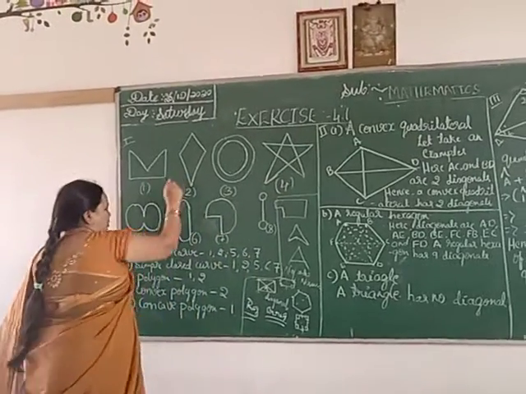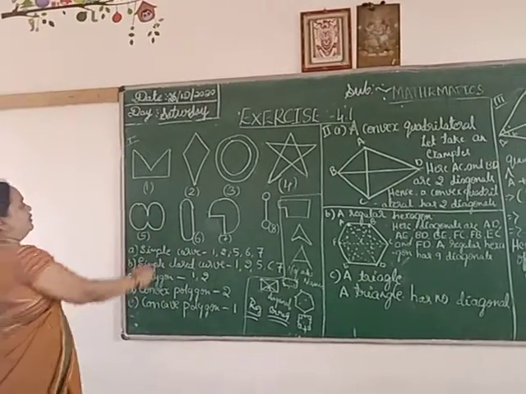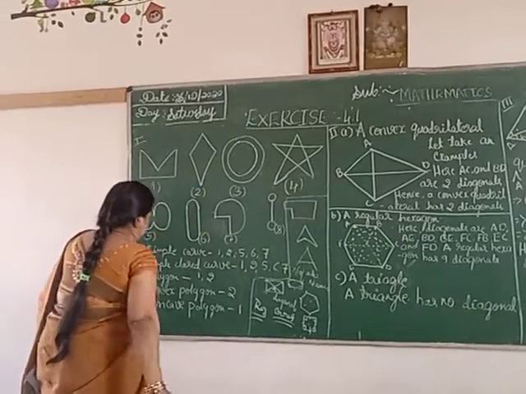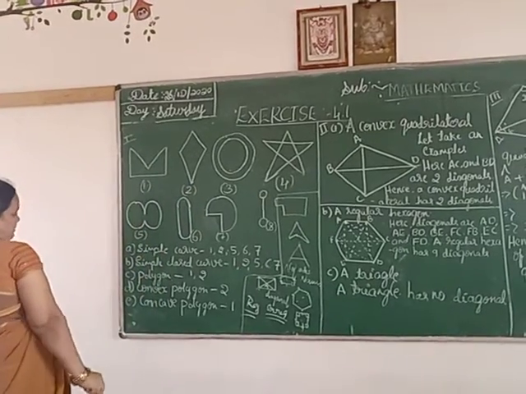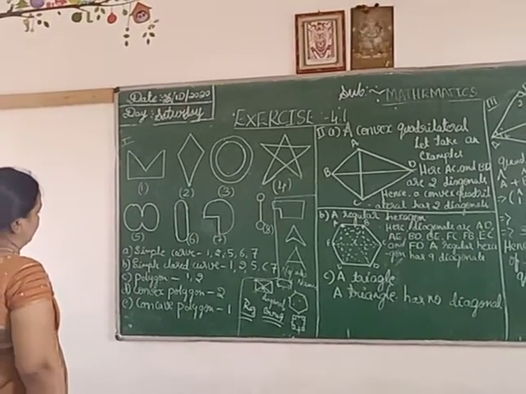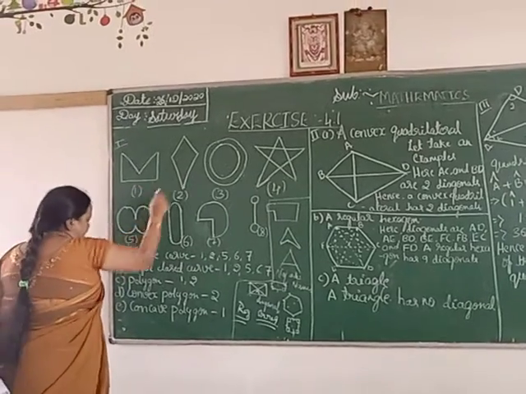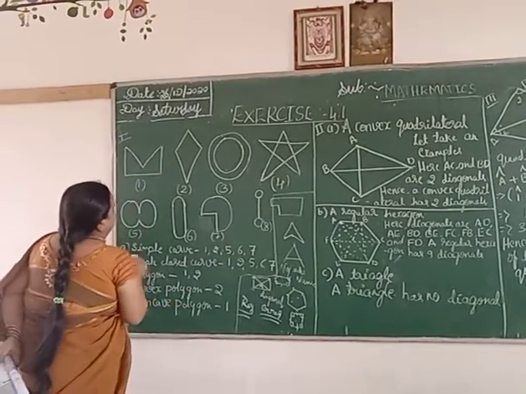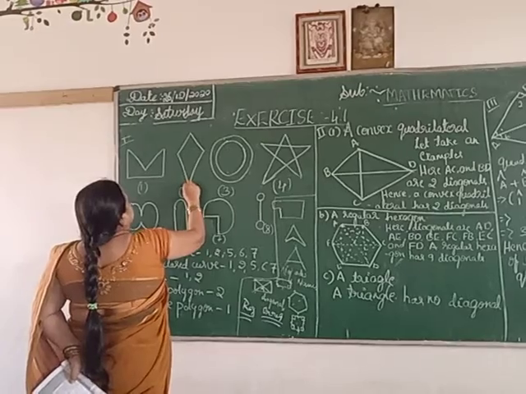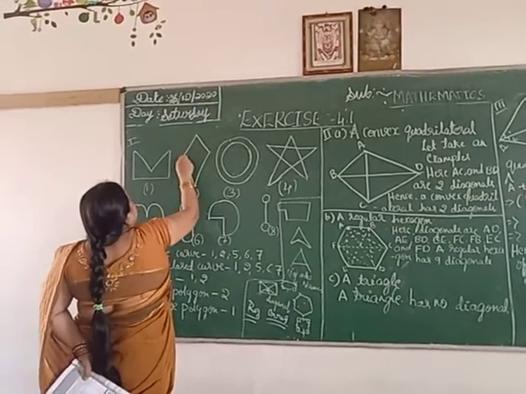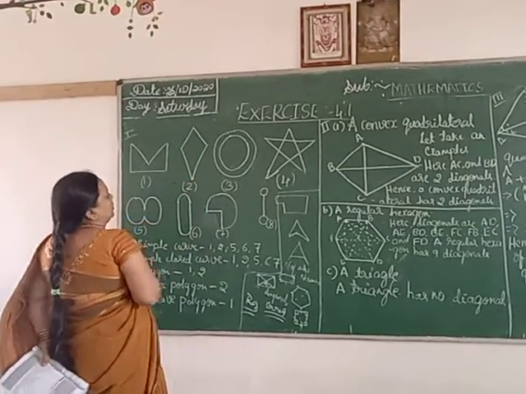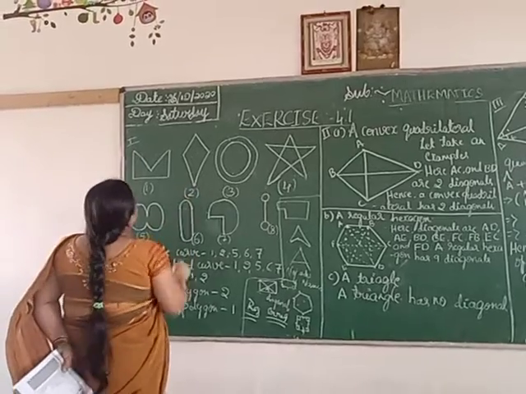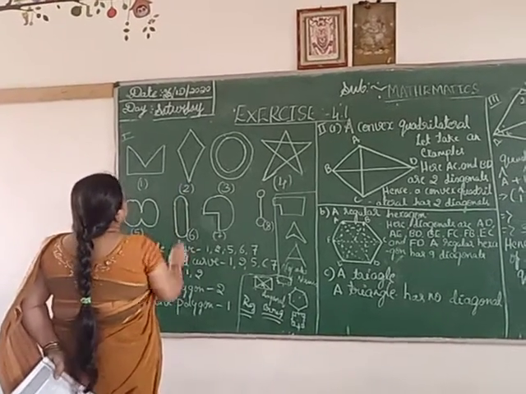So that is why pictures 1 and 2 are polygons. Okay, those two are convex polygons. Next question, which is the convex polygon? Convex means, what did I say? Whichever bulges out, that is called convex. That is figure number 2. Okay, figure number 2 is convex.